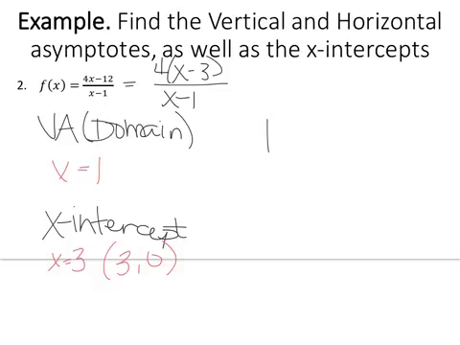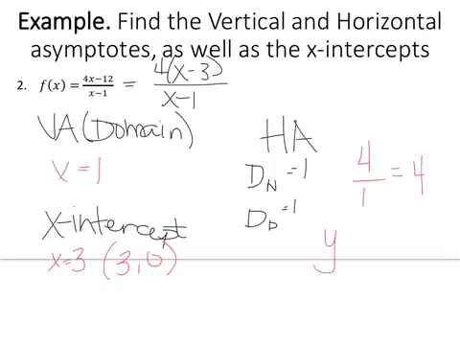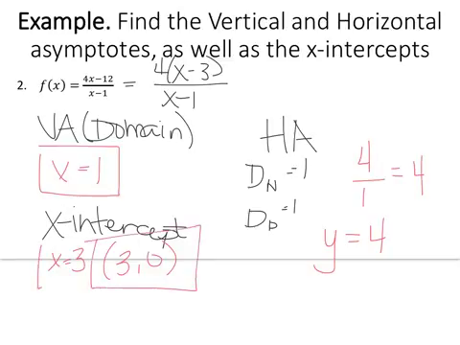And lastly, my horizontal asymptote. So we're going to compare the degrees. The degree of the numerator is 1. The degree of the denominator is 1. Since they are the same, I'm going to divide my two coefficients. The coefficient at the top is 4 and the coefficient at the bottom is 1. So my horizontal asymptote is the line y equals 4. So for class, we need to be able to graph the line x equals 1, the x-intercept (3, 0), and the horizontal asymptote y equals 4.